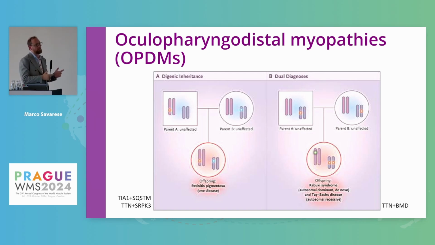Usually when you have a dual diagnosis, then you should look for something that is rare, but then the second one should be relatively common to explain the dual diagnosis. And Becker in this is a good fit because deletions in DMD are not so rare at the end.